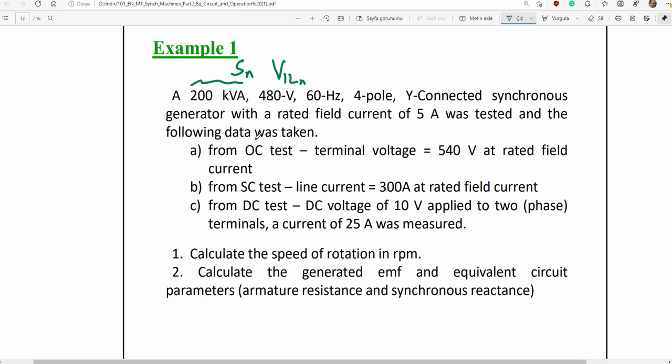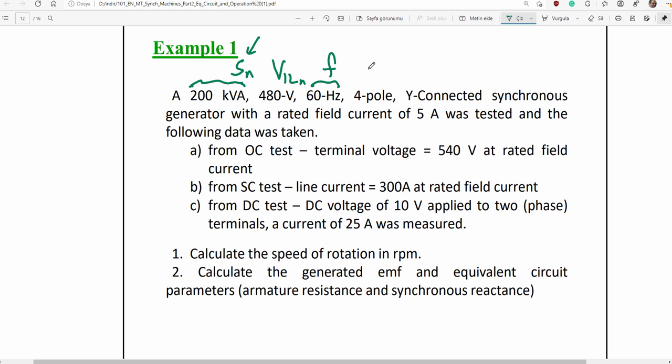It is rated. Such a machine is designed to operate at such a voltage. Under such conditions, these machines will deliver such a power. It is the design value. That device can manage this easily at a rated value, at a nominal value. The frequency is 60 Hz. Take care, it is not 50.